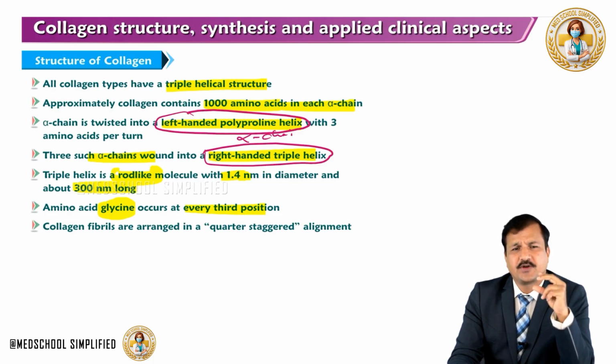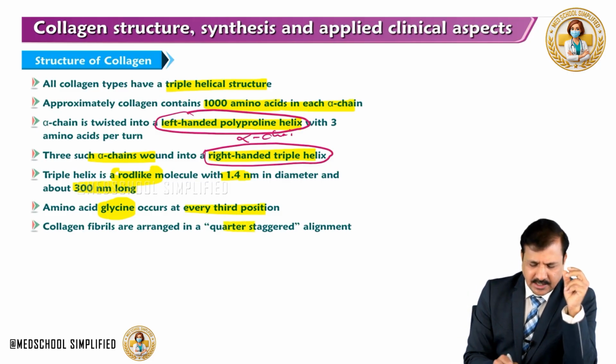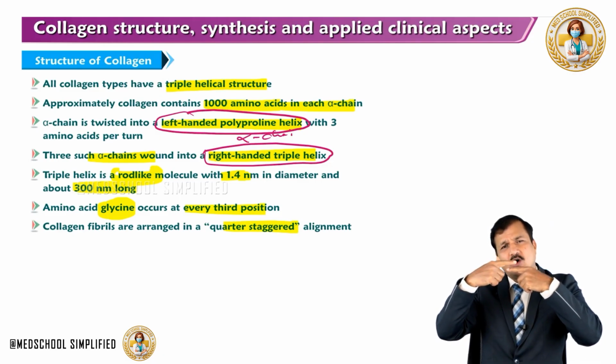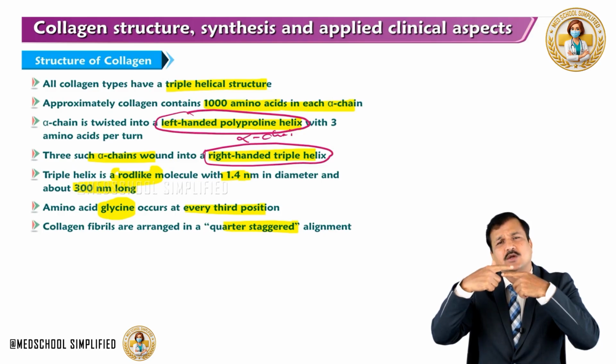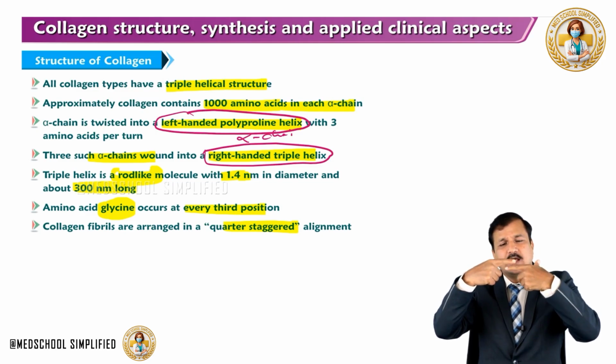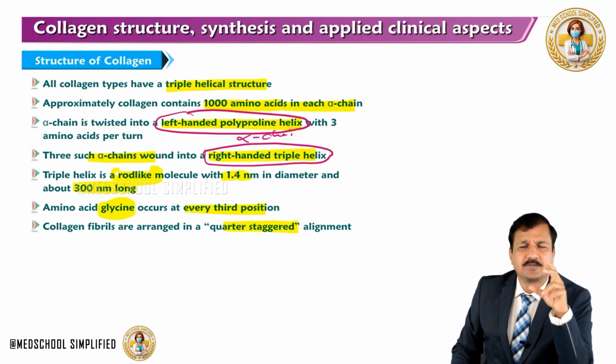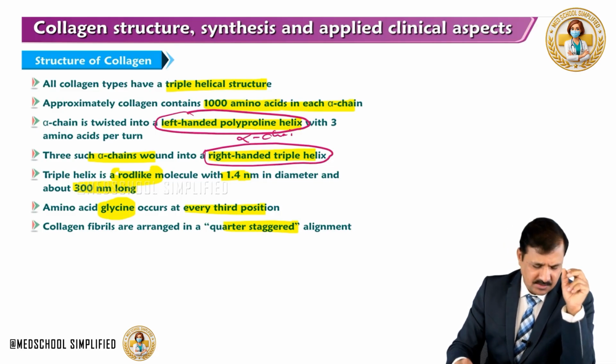And also collagen fibril is arranged in a quarter staggered alignment, because each collagen fibril will overlap at least 1/4 of its length with the other collagen molecule. Like that, there will be overlapping of each collagen alpha chain fibril with other collagen fibril. So that's how a triple helix structure and collagen fibril is made. So that quarter staggered alignment is one of the characteristic features of the collagen molecule.